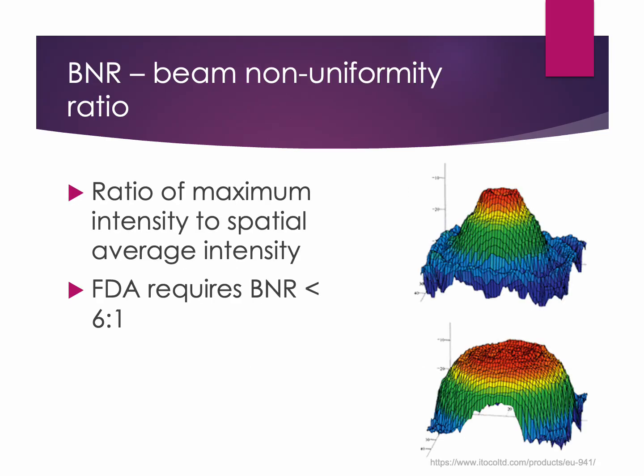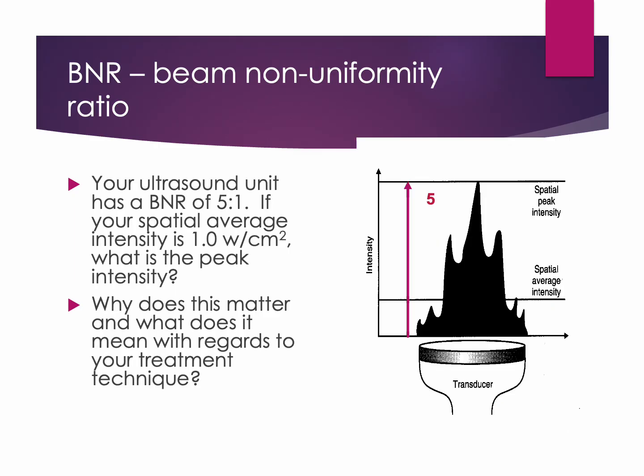The beam non-uniformity ratio, or BNR, describes how evenly the ultrasound energy is distributed from the sound head. It's the ratio of the maximum intensity to the average intensity. The FDA requires that BNR be less than 6:1 to ensure safety. The reason why it is important to know this is that if your ultrasound unit has a BNR of 5:1 and your average intensity is 1.0, your peak intensity would then be 5.0 watts per centimeter squared.